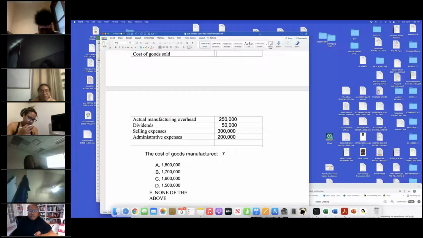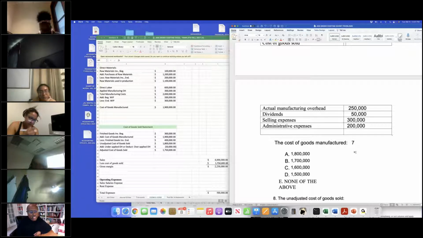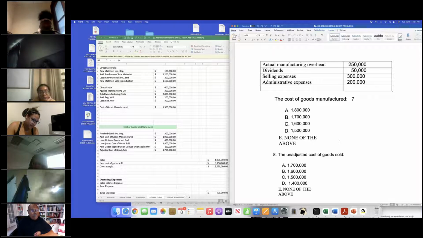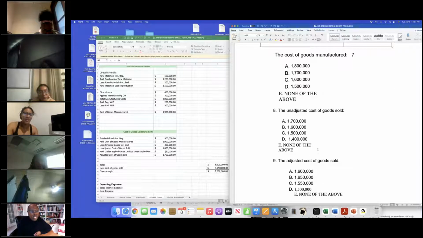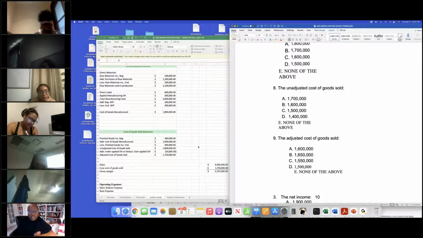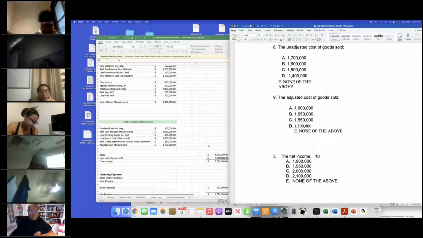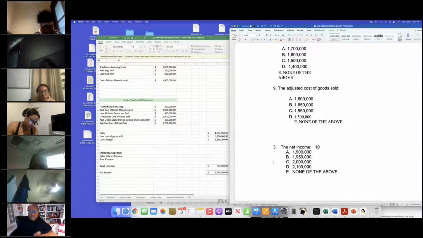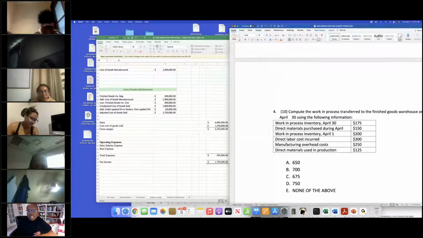So the cost of goods manufactured was what? Probably none of the above. The unadjusted cost of goods sold. I got $1,000,008 on this line right here. I got none of the above. Yeah. None of it is right here. Unadjusted $1,000,008 is what we calculated. Oh yeah. The adjusted cost of goods sold is what? This number here, 1,750,000. The net income, 1,750,000. So a lot of those are none of the above. Wow. Sometimes that happens.